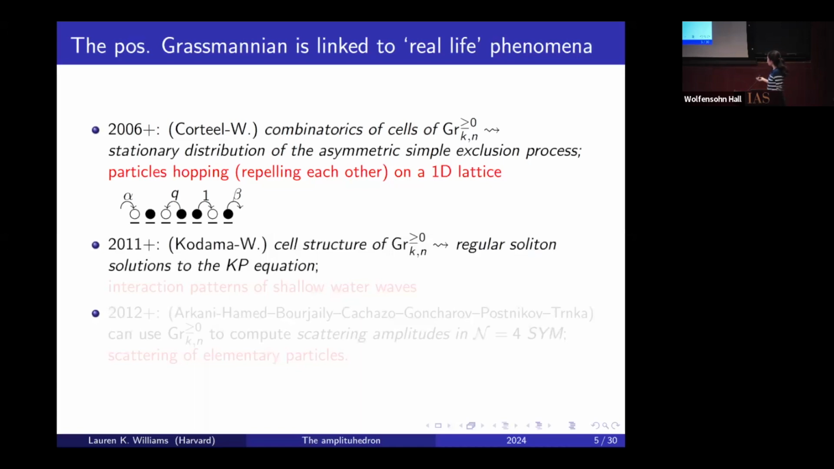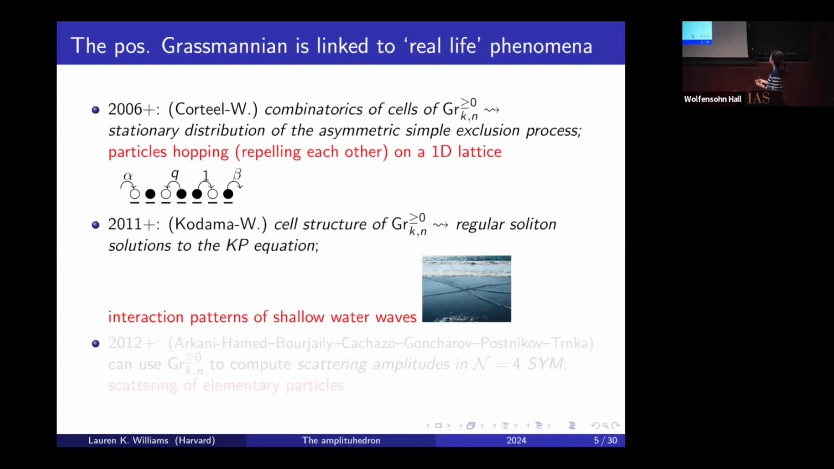In a different direction, in work we did with Yuji Kodama, we found that the cell structure of the positive Grassmannian allowed us to explain the interaction patterns of regular soliton solutions to the KP equation. So if you're familiar with plabic graphs and on-shell diagrams, roughly speaking, the interaction patterns that one sees in shallow water waves look like what you see in plabic graphs.